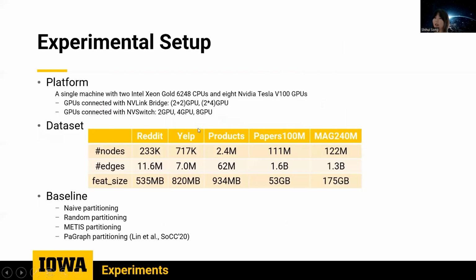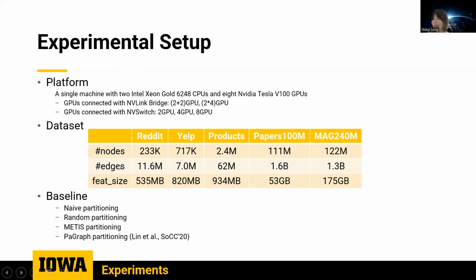And this is the experimental setup of our work. For the platform, we use a single machine with 2 CPUs and 8 GPUs. We use 2 types of GPU interconnections. The first one is that every 2 GPUs are connected with an NVLink bridge. And the second one is that all GPUs are connected with an NVSwitch.